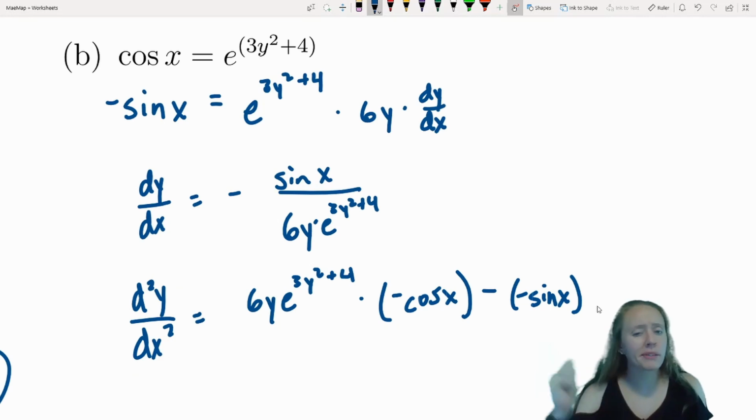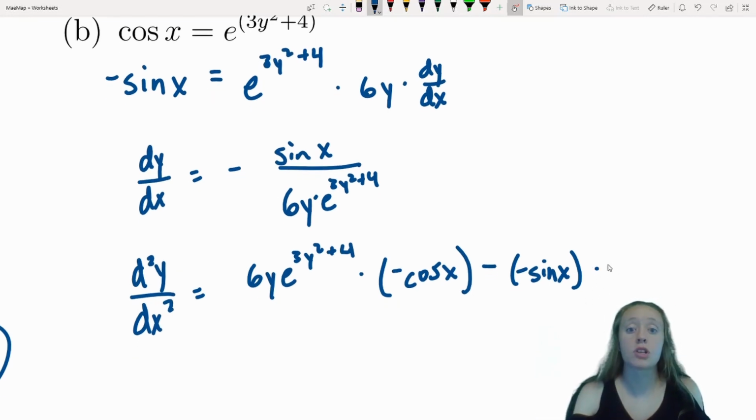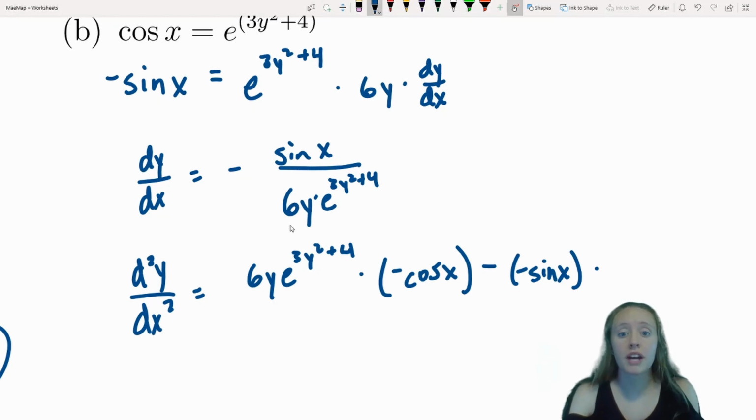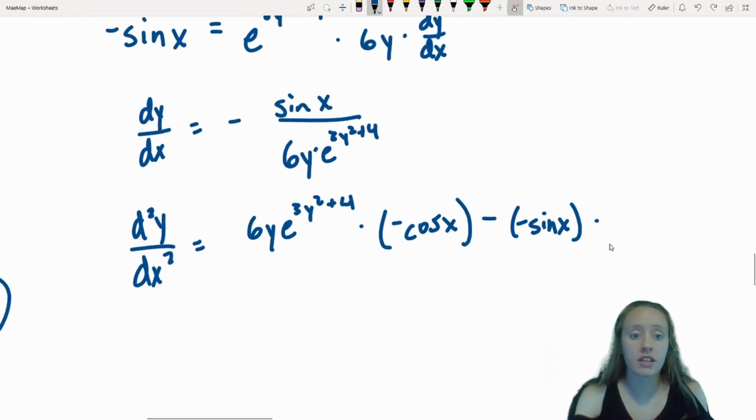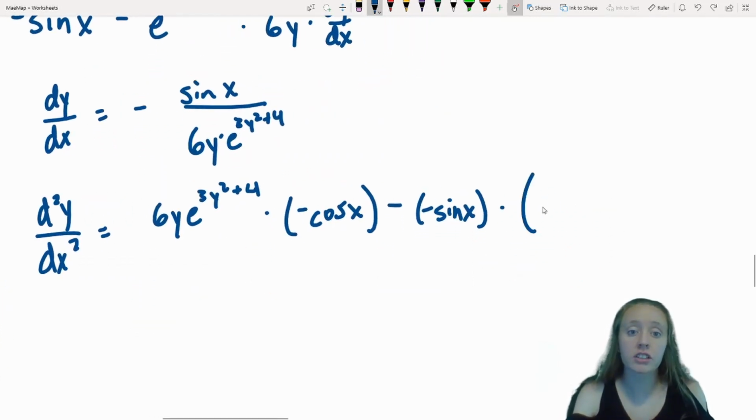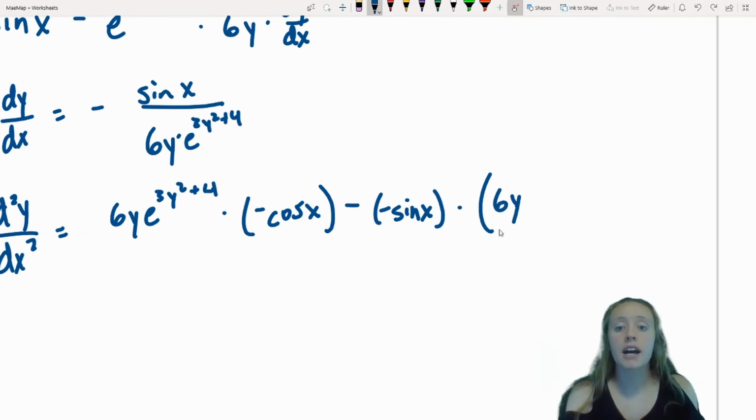Although I will say it's probably easier just to leave it out in front, so feel free to do either, times the derivative of our low, which we have 6y times e to the 3y squared plus 4. What are we going to have to do? Product rule, because we have one function times another function. So this is going to be first, which is 6y, and then we have to multiply that by the derivative of our second, the derivative of e to the 3y squared plus 4.